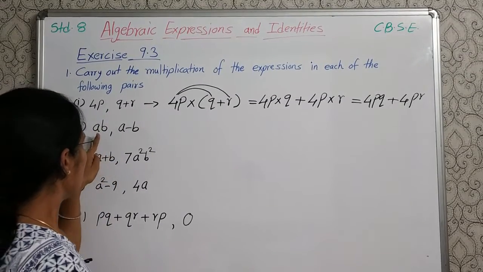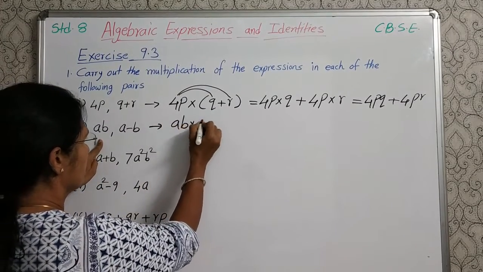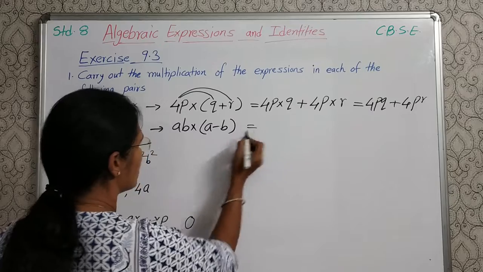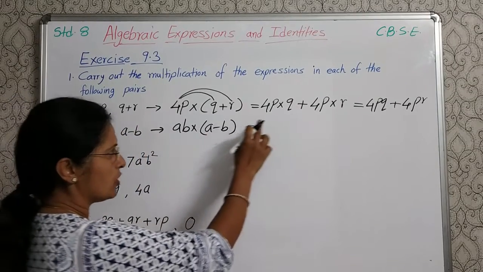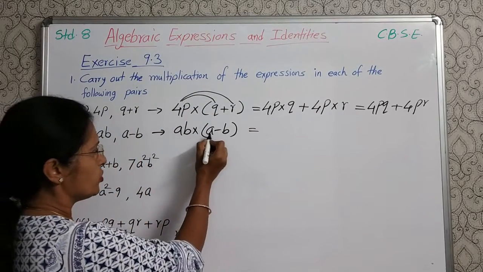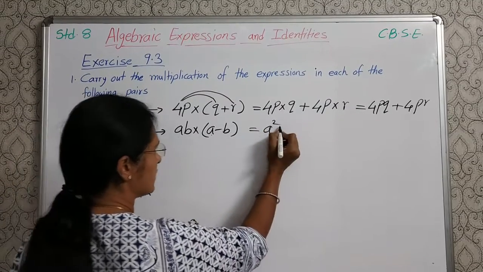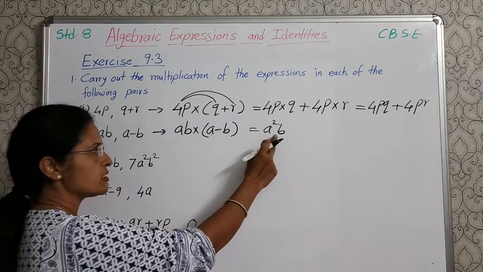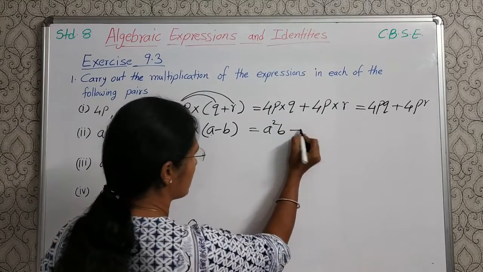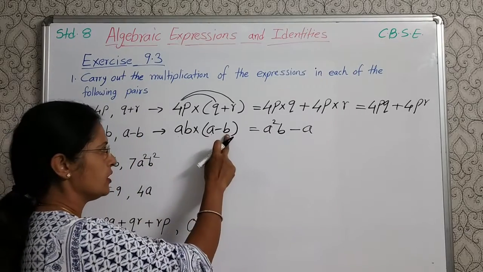Next, second, ab and a minus b are the two expressions. Again, ab is the monomial and a minus b the binomial. Let us multiply. So first ab into a. Now without writing this step, directly we'll write the answer. ab into a. So first a into a is a square and b with that. So ab into a is a square b. Then ab into minus b. So it is minus a b square, because a is only single and b and b.